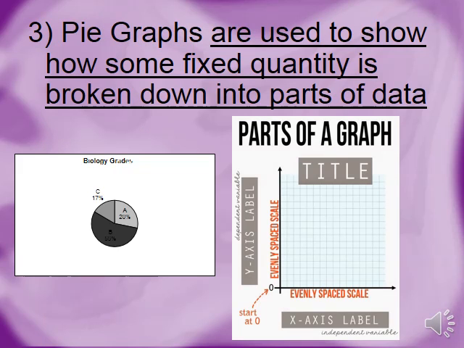A pie graph is used to show how some fixed quantity is broken down into parts of data. Pie graphs always equal 100%. When you're making your graphs, make sure you always give a title, you label your y-axis, you label your x-axis, and then you have an evenly spaced scale. Also make sure your graph takes up a good portion of the page. You don't want a big piece of white paper and a little bitty graph.